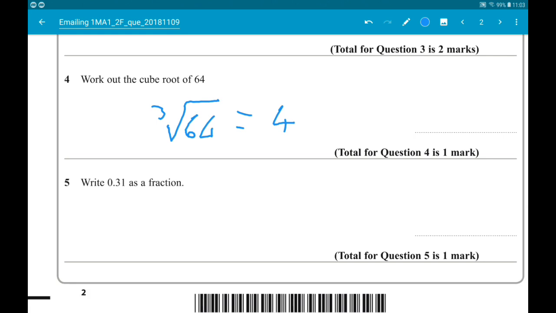And number 5, again your calculator can probably do this. So we want to write 0.31 as a fraction. So on my calculator, I can just put that in, press equals, and it gives me 31 over 100.